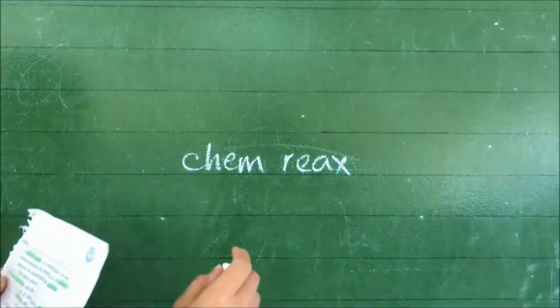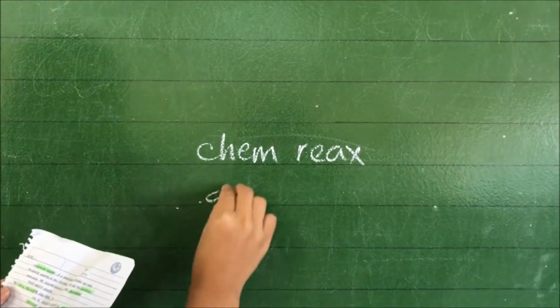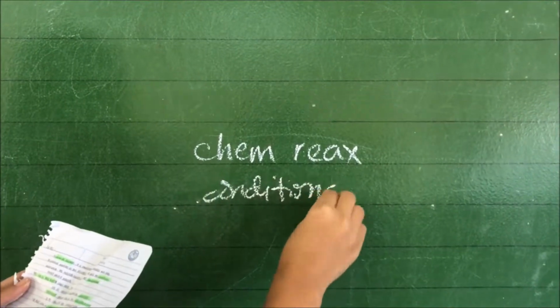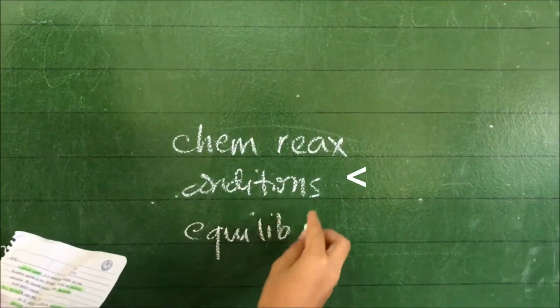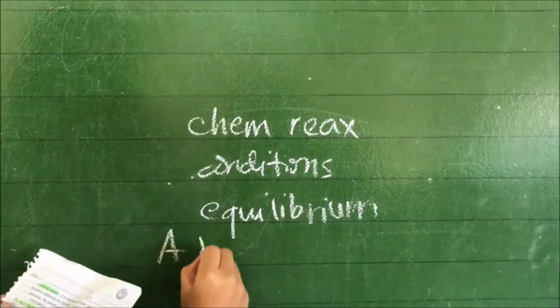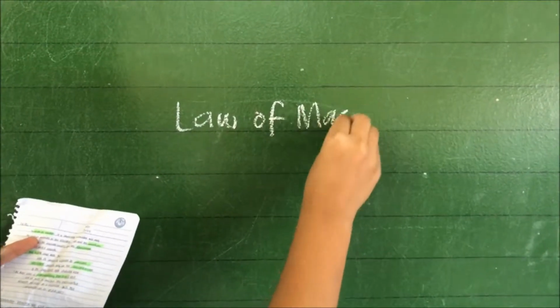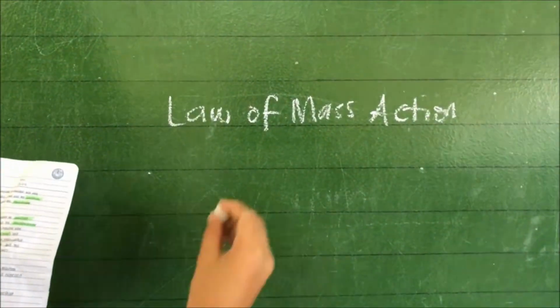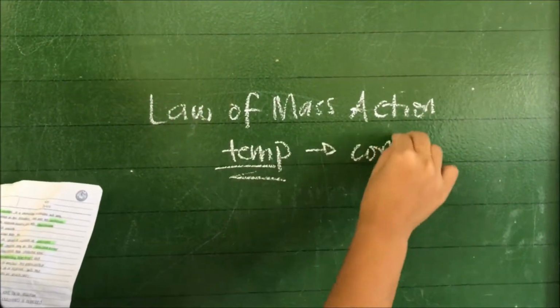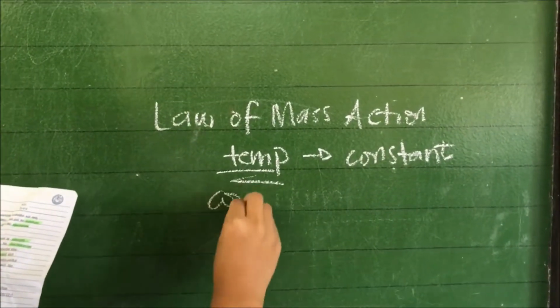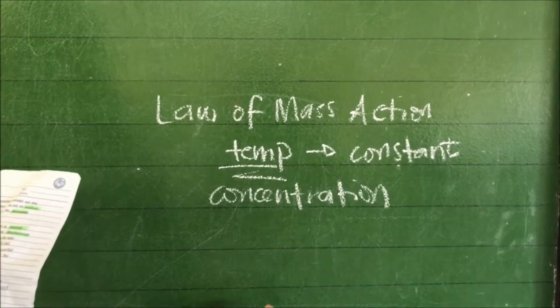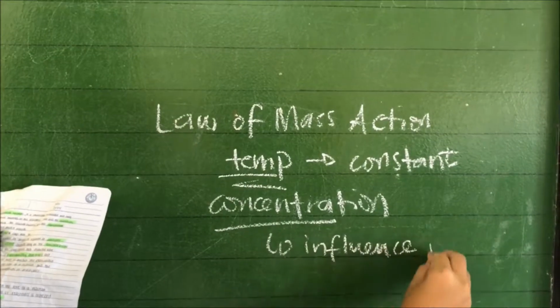In chemical reactions, it is important to consider not only the chemical properties of the reactants, but also the conditions under which the reaction occurs, and the equilibrium toward which it proceeds. The law of mass action says that the rate of chemical reaction at constant temperature depends only on the concentrations of the substances that influence the rate.